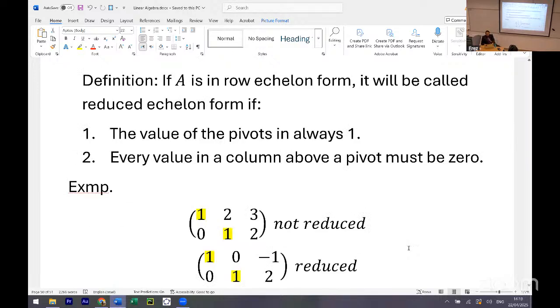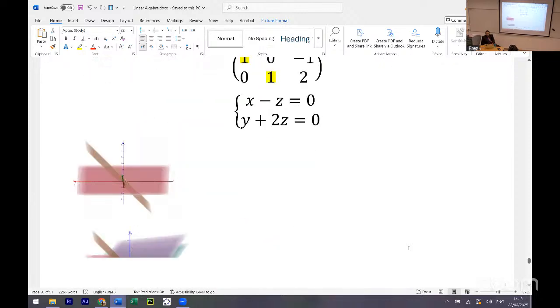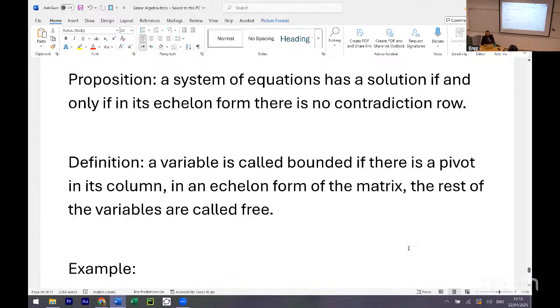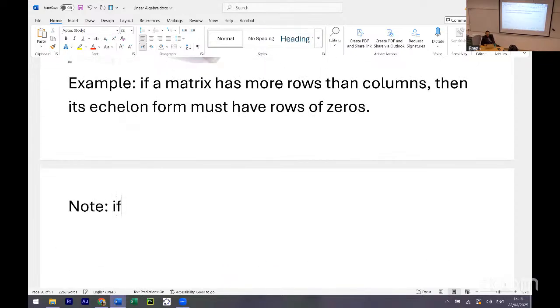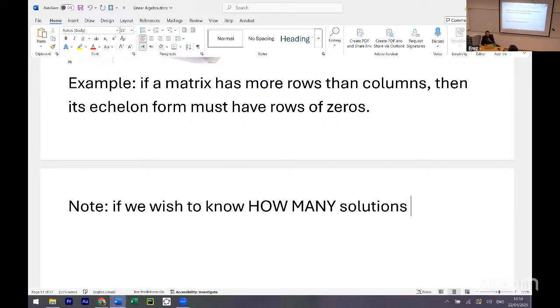Okay, and just before the break, I will give you another statement that is connected to what I just said. Note, if we wish to know how many solutions the system has, we use echelon form.